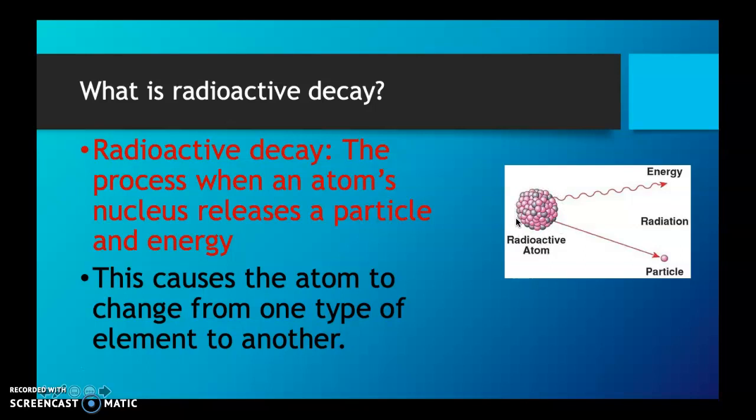But when this happens, the nucleus of that atom releases a particle, and in doing so, it's actually going to change from one type of element to another. Because again, remember, it's the number of protons that determines what type of element you have. And so when an element undergoes alpha or beta decay, which are the two we are going to discuss, that element actually becomes a brand new element.